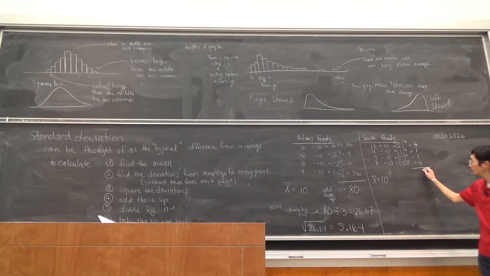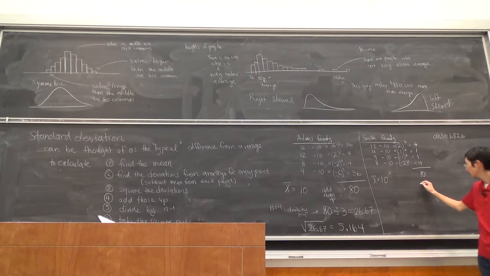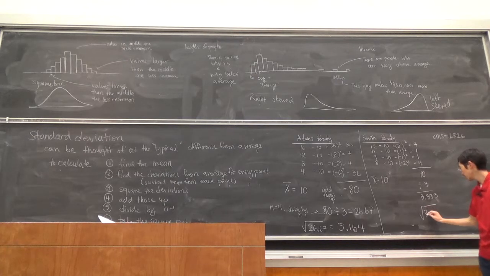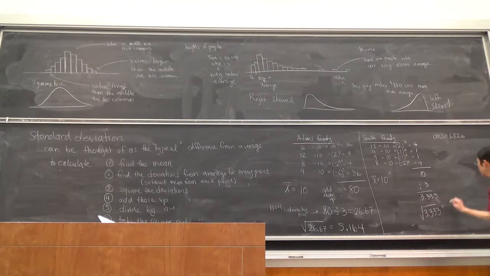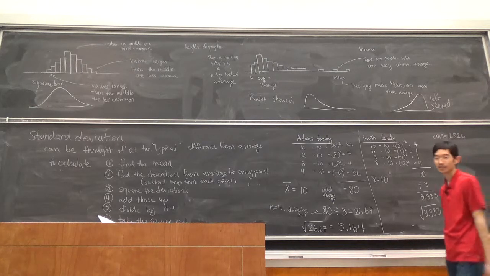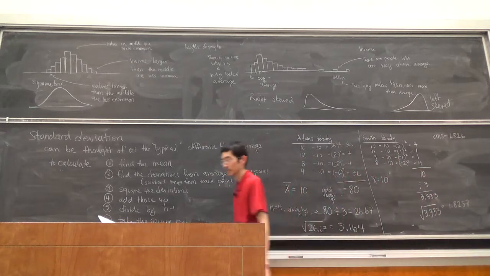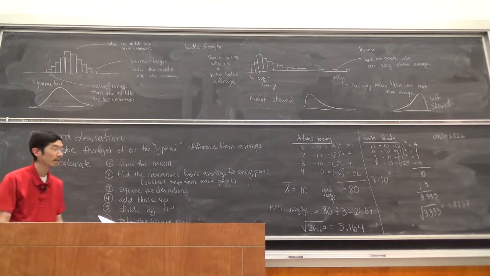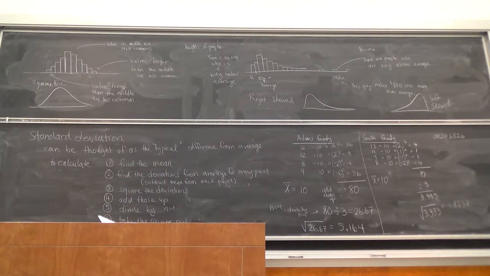Then we add them up, and what do we get? 10. Okay? Divide by 3. And then we divide by 3, n minus 1, so we get 3.333, or whatever we have. And then we take the square root of that, and I get 1.8257, or something like that. 1.826, either answer acceptable. So that's the standard deviation. That is the standard deviation of ages in the Smith family. Or at least the ages of the Smith family children.